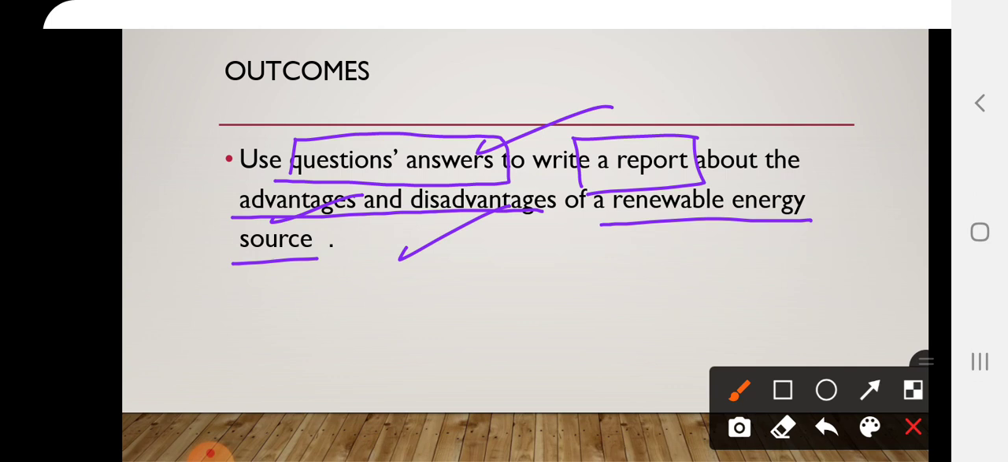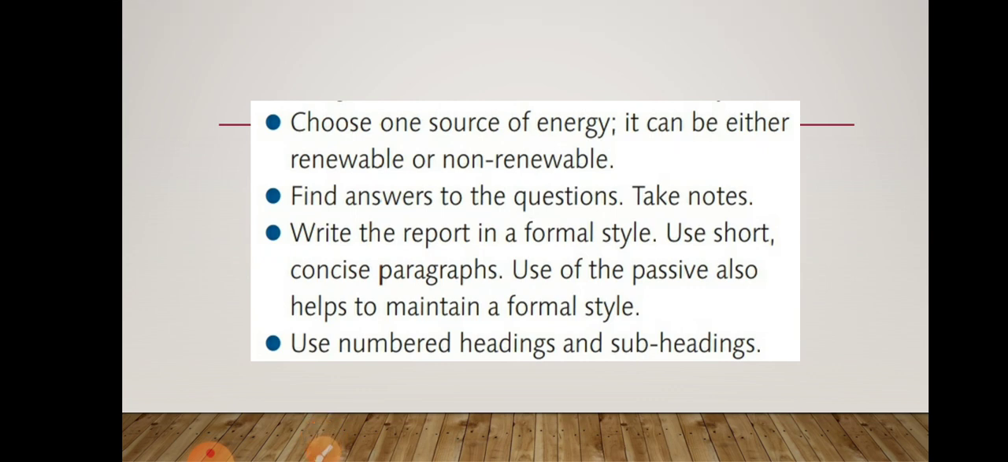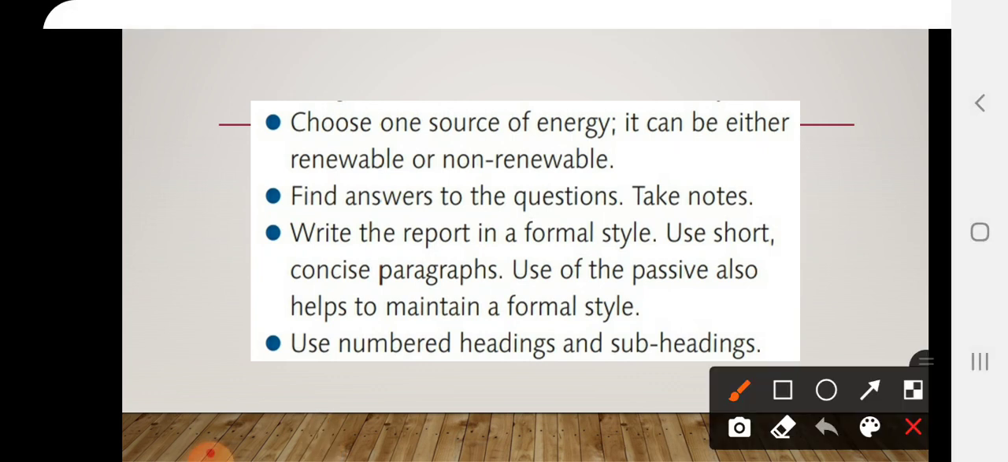Now, here first, you are going to look at these points just to explain what to do first. Now, choose one source of energy. It can be either renewable or non-renewable. So what types or sources of energy have we learned? You can write about wind energy, or what? Sun energy. Or thermal.